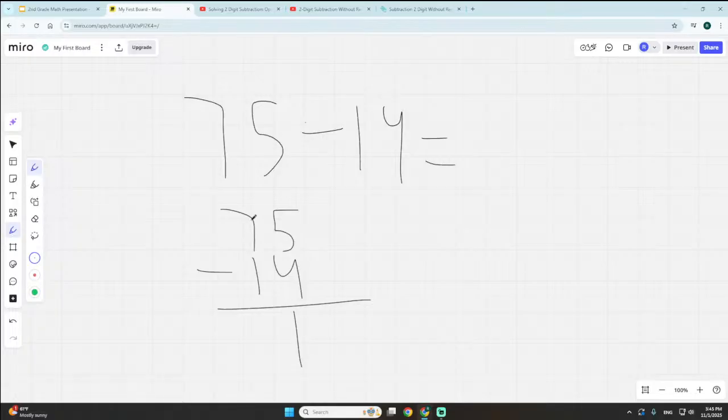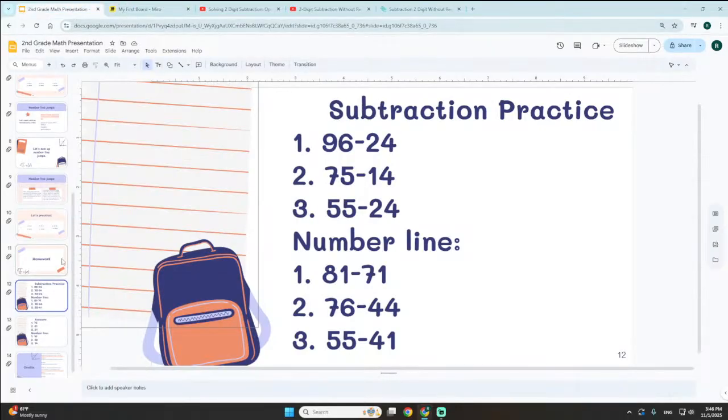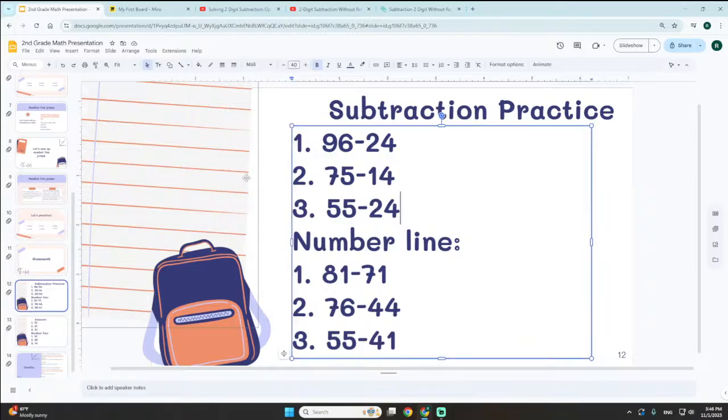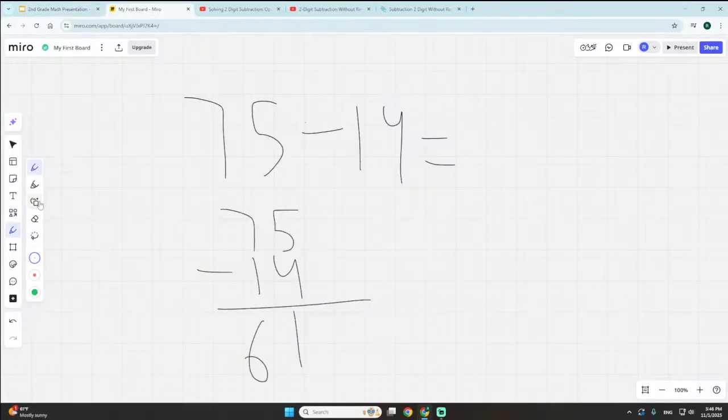Now what do you guys think for the tens place? If you said 7 minus 1 for 6, you're correct. So now we have number 3.